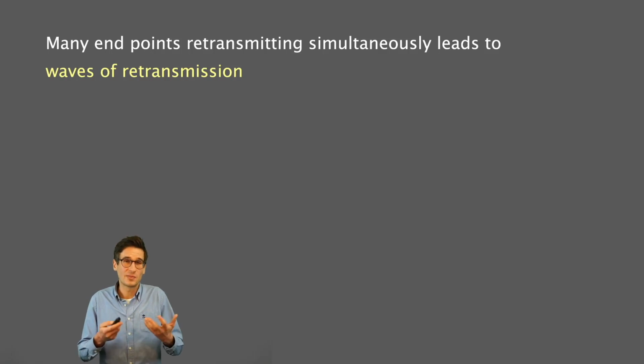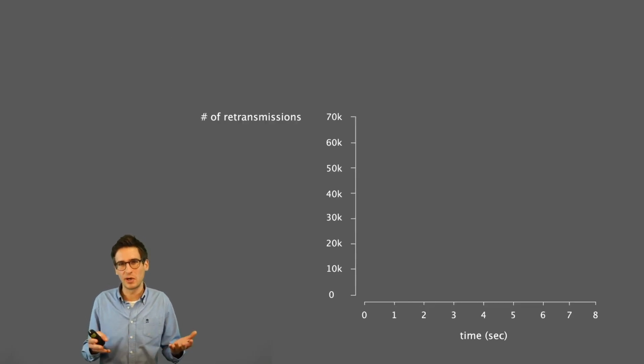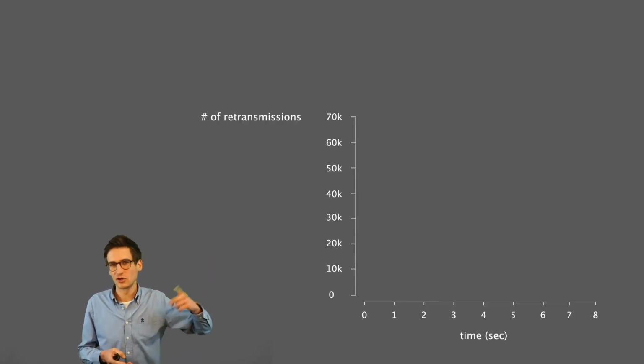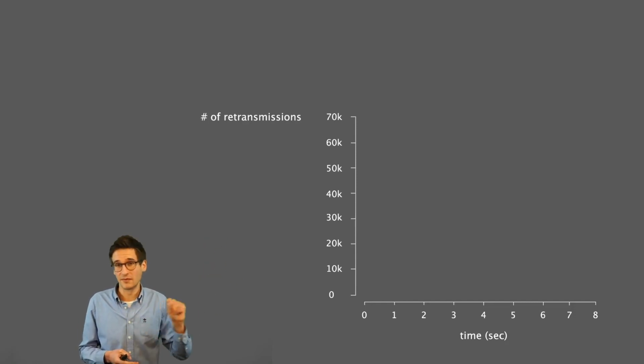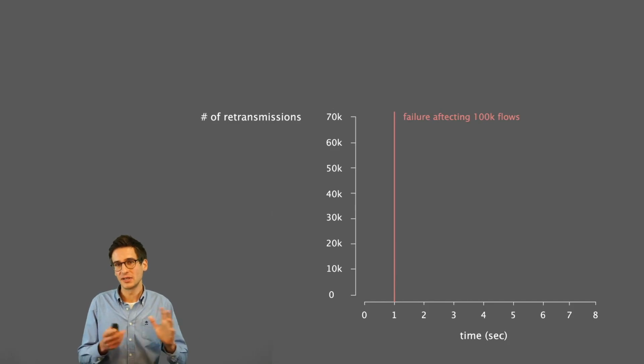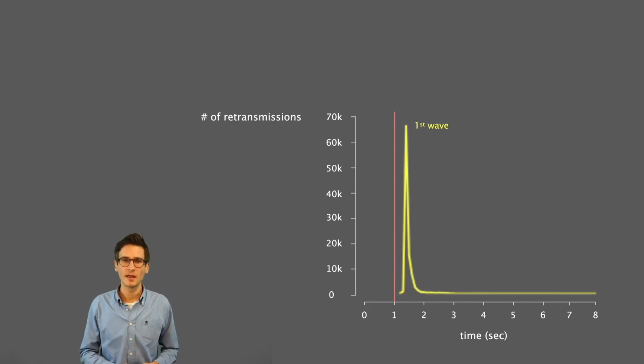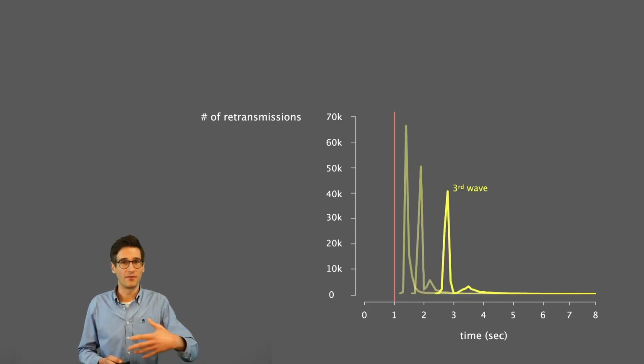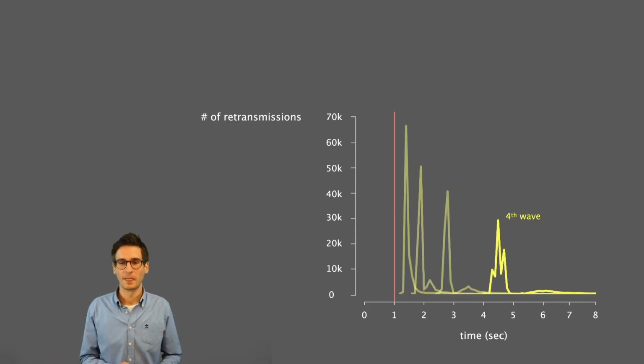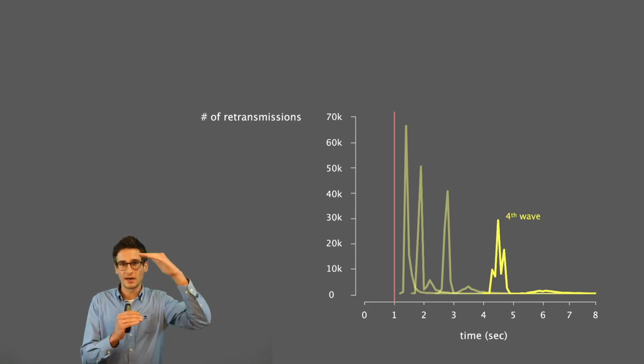So what you can expect to see if we were to plot this, and what I will show you, is a plot of the number of retransmissions as a function of time. If we assume, for instance, that the failure happens after 1 second and that I have 100,000 flows, what you will see is a sequence of waves of retransmission. There will be a first wave, then a second wave, a third, a fourth, a fifth, etc.